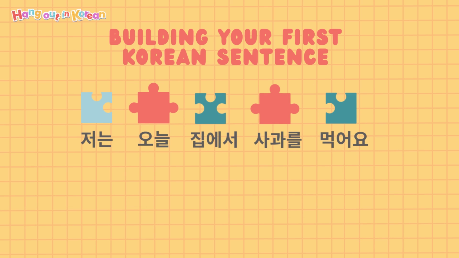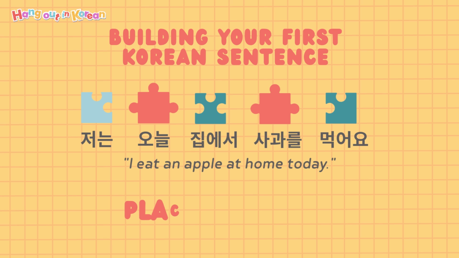저는 오늘 집에서 사과를 먹어요. I eat an apple at home today. Finally, let's add a place. 집에서. Now we know where the action happens.